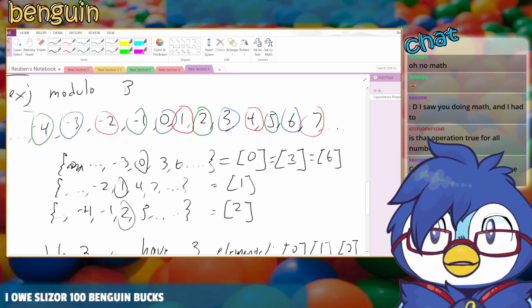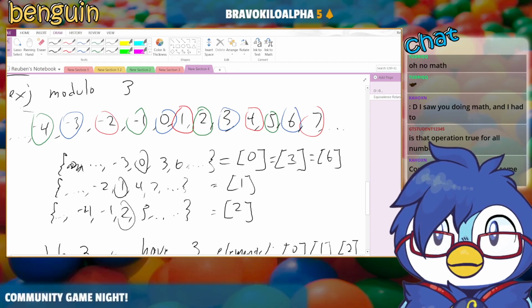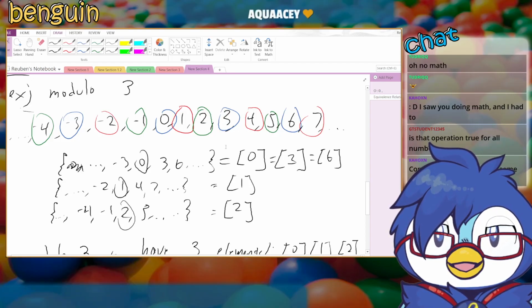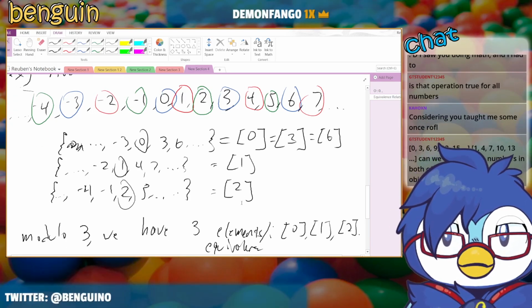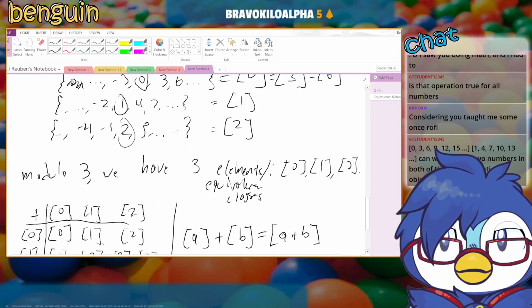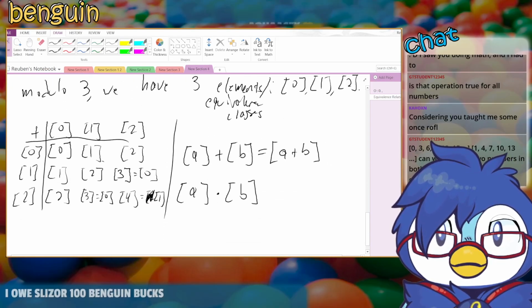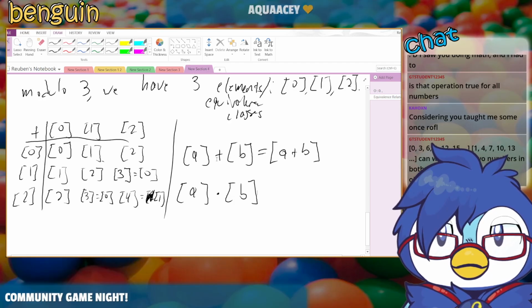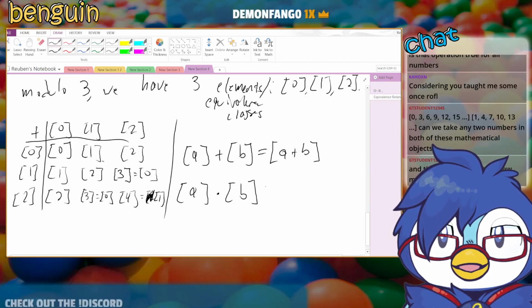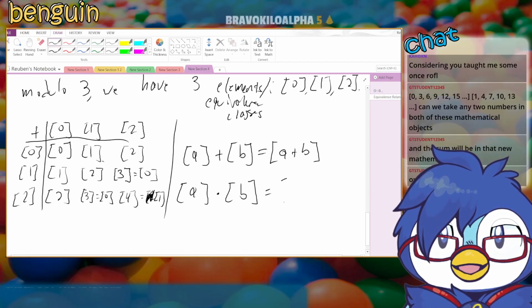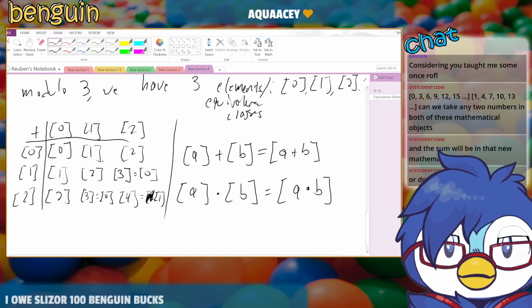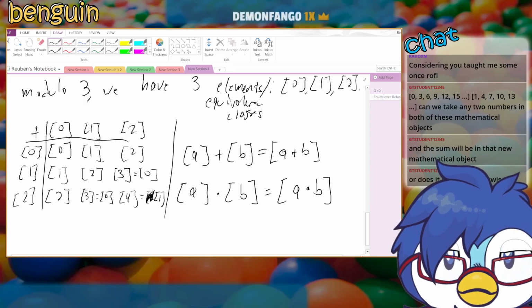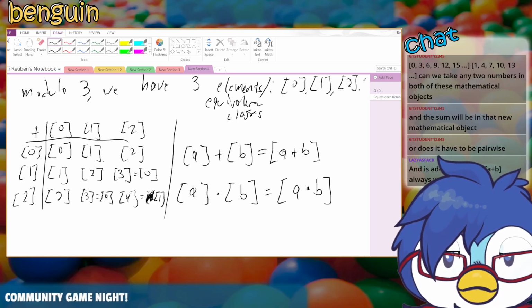Say if you're doing modulo 5, you would be able to group the numbers into 5 different groups, and the elements would be the equivalence classes of 0, 1, 2, 3, and 4. And then you can do the same kind of operations of addition, and we're also going to define multiplication in a similar way. We're going to basically take the representatives and just multiply them together, right?